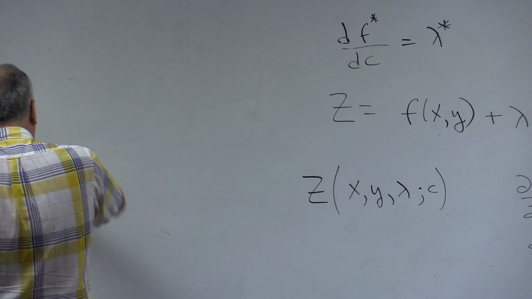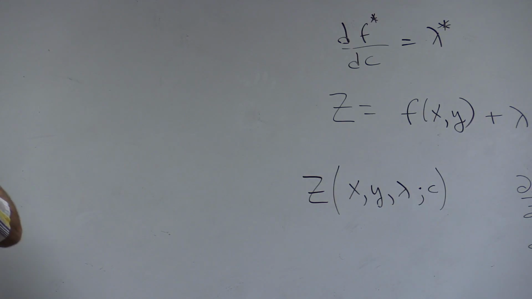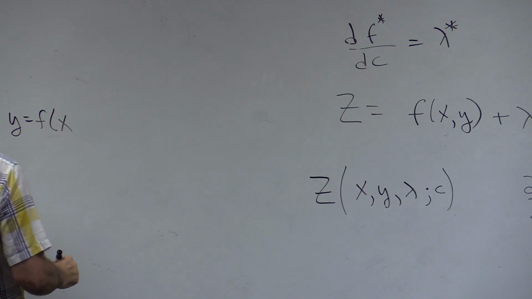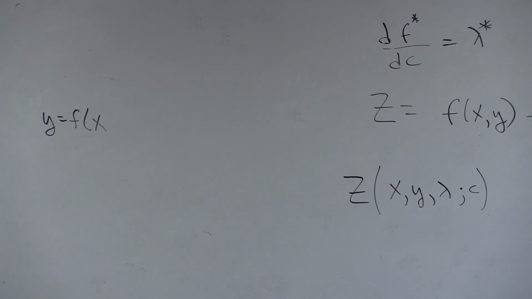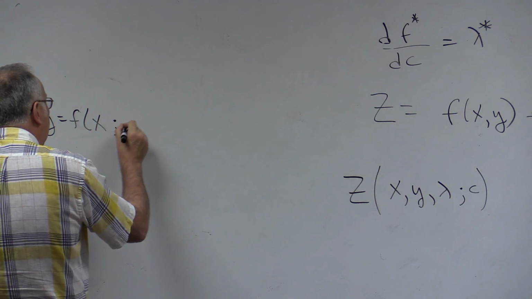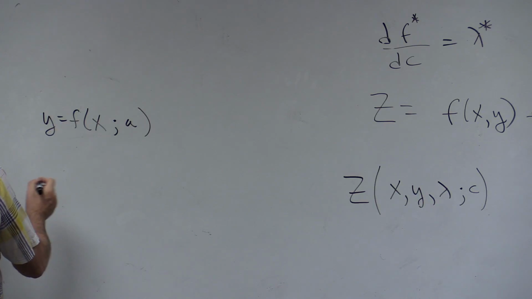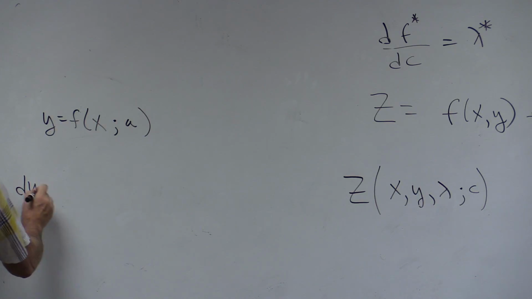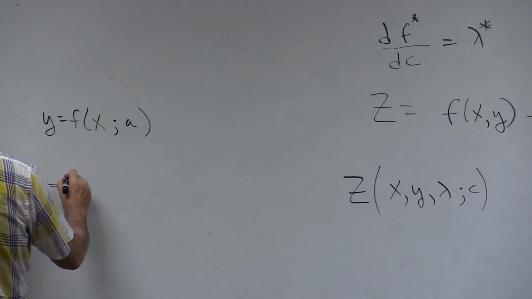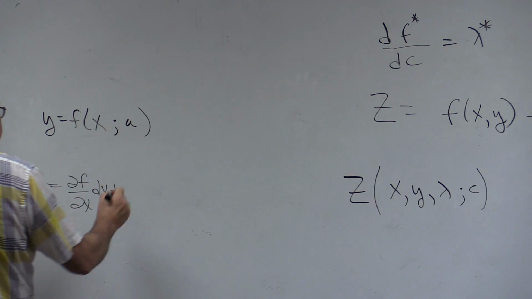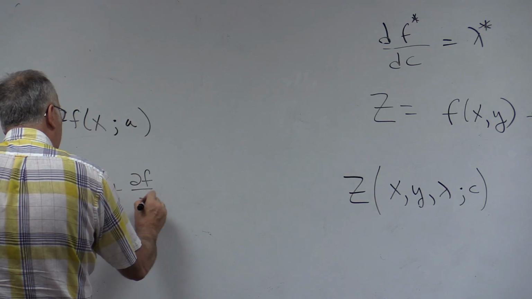Let me give you an even simpler example. Suppose you have something like this. Y equals f of x. And x is your independent variable, y is your dependent variable. You want to maximize this, but there's some parameter a. And now you want to get, say, the total differential of y. Total differential of y is just partial f partial x dx plus partial f partial a dA.